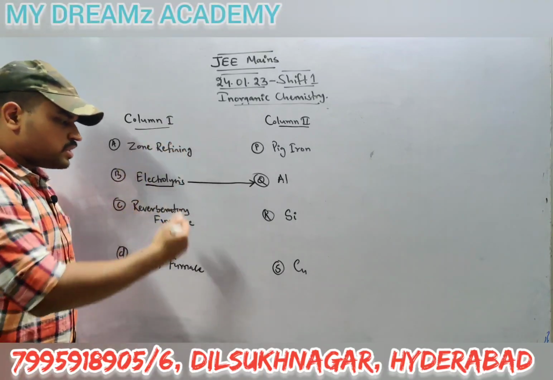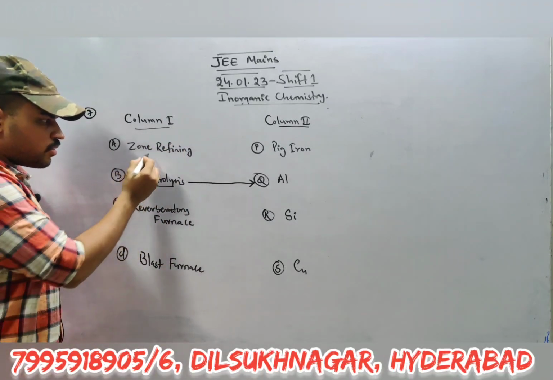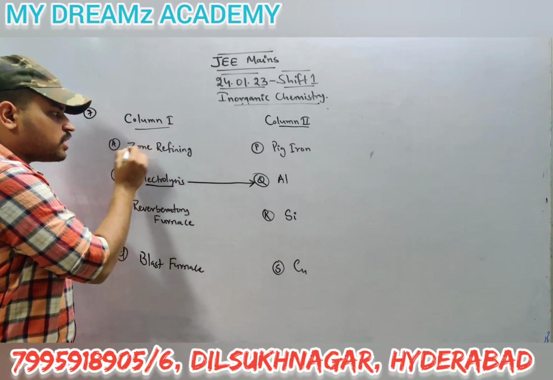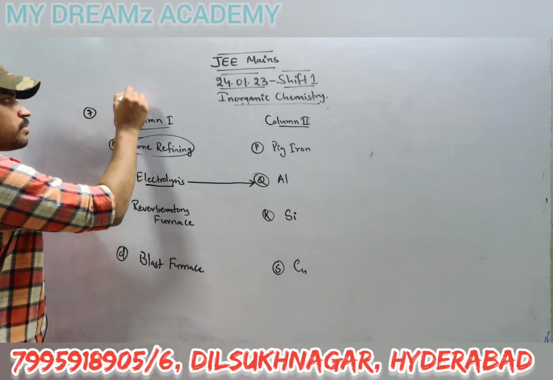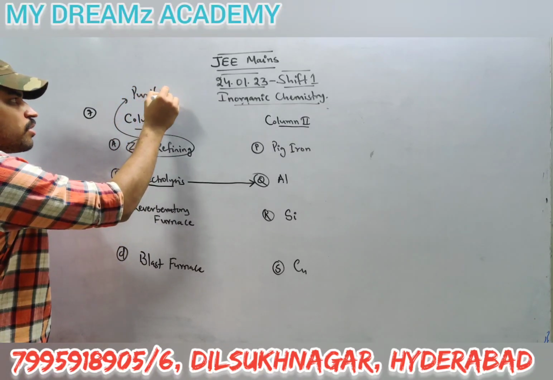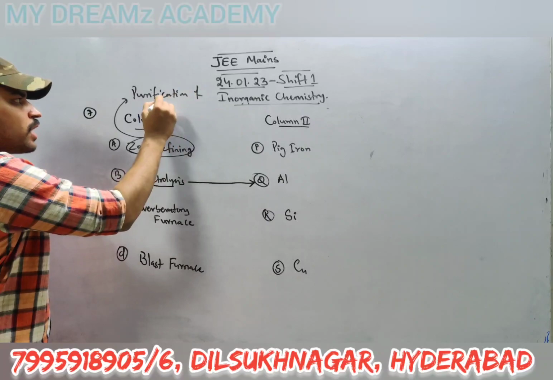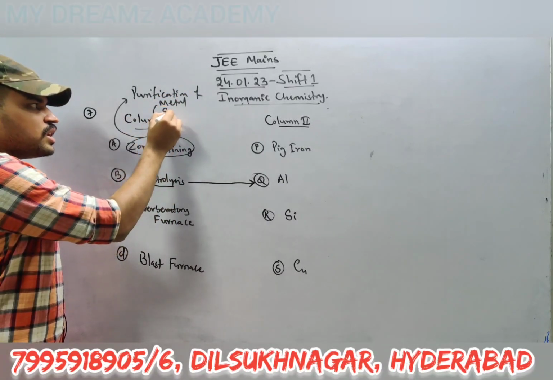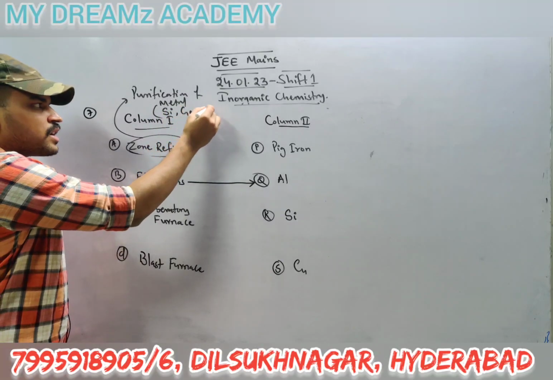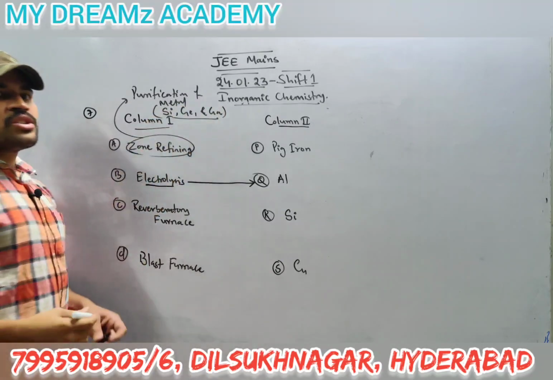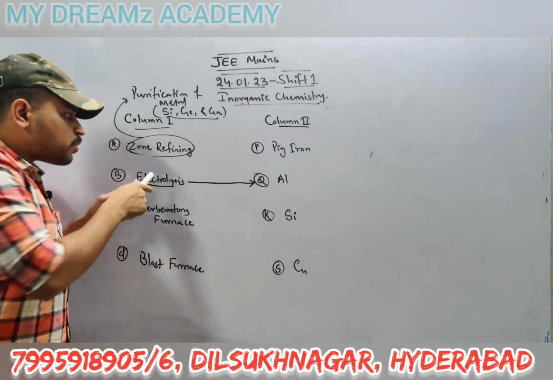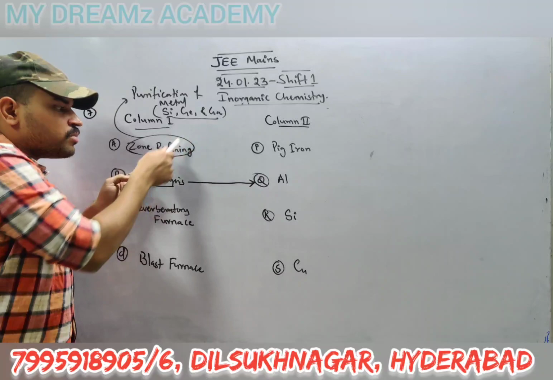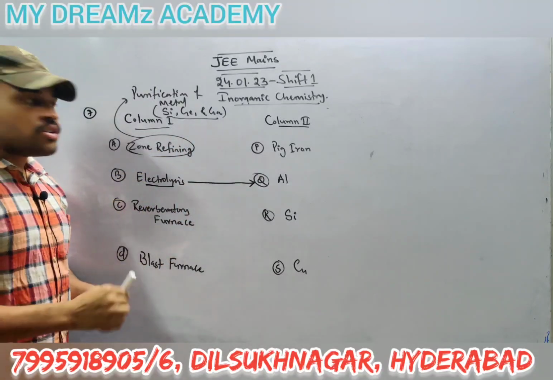But let us see the explanation. Zone refining is a purification technique for metals. What kind of metals can we see here? In the purification of metals, we can see silicon, germanium and gallium. These are the metals which can be purified through zone refining. Out of silicon, germanium and gallium, which option is there? Silicon.